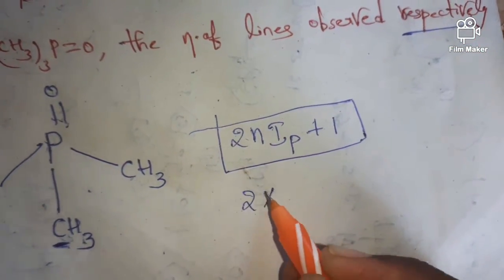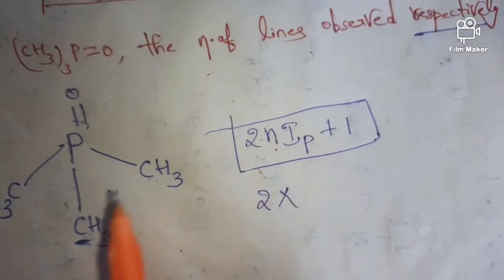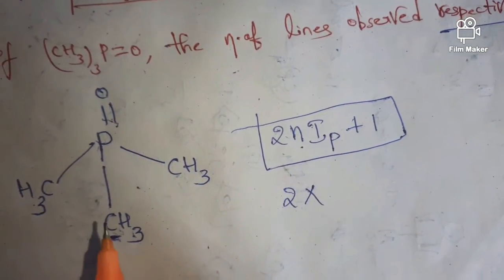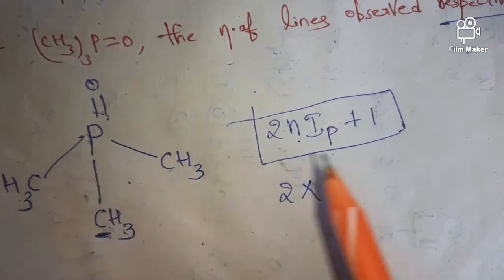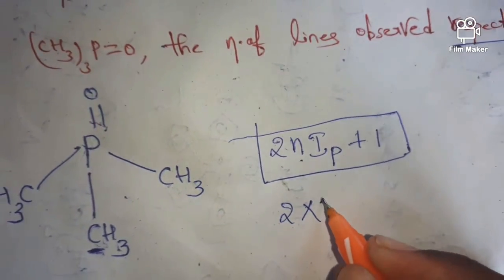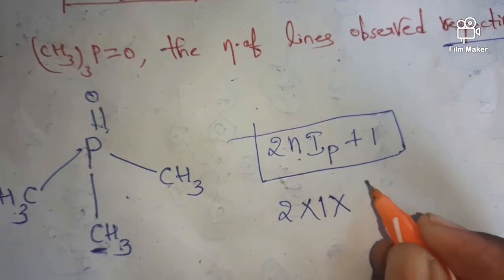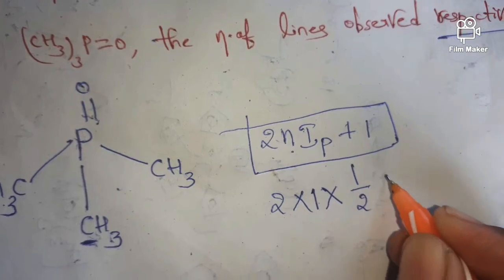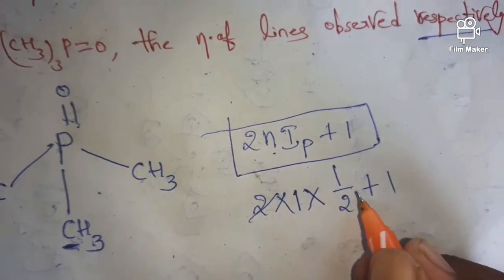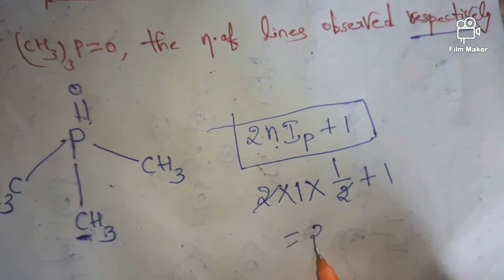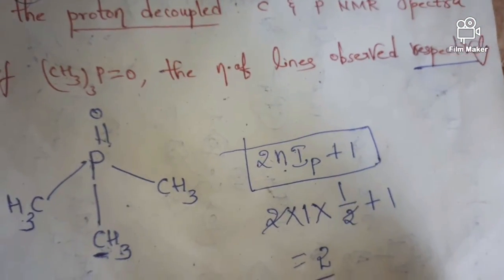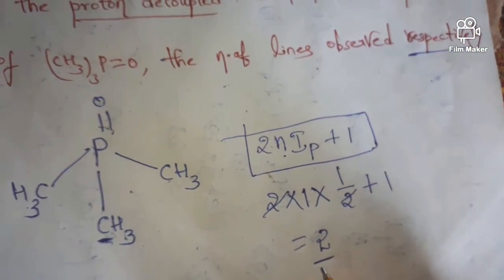Here n means the number of that particular atom present in the given structure. Here how many phosphorus we have? One phosphorus. So 2 into 1 into I value for the phosphorus, which is half. I think you know that. The 2 cancels and here we got 2 lines. So in C13 NMR we got 2 lines.